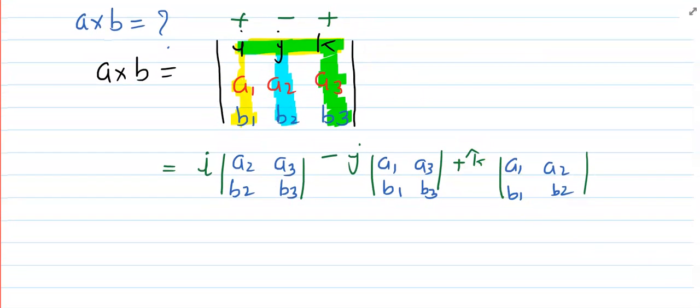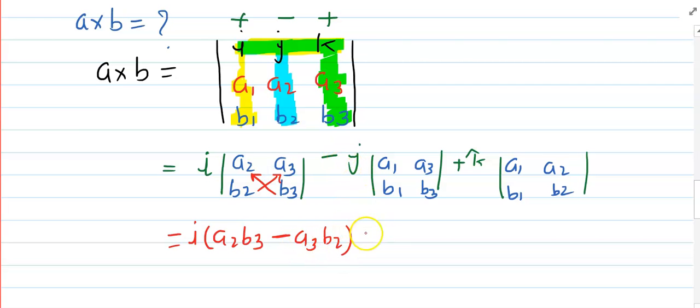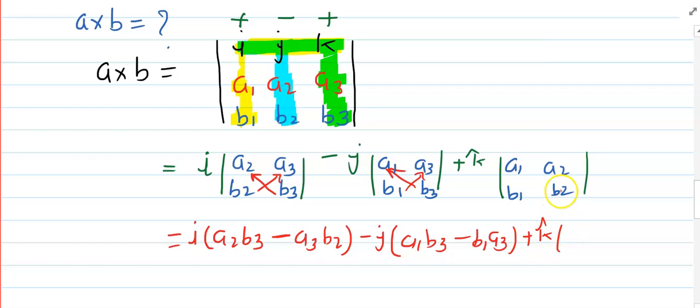So how to solve this? We follow this way. First of all, you multiply like this, so that is i, A2, B3. Then you put minus sign and multiply like this, A3, B2. Now it is minus j. Again you multiply like this, A1, B3, then minus B1, A3, then plus k, and then this will be A1, B2, minus B1, A2. Okay, this will give you the cross product of vectors.